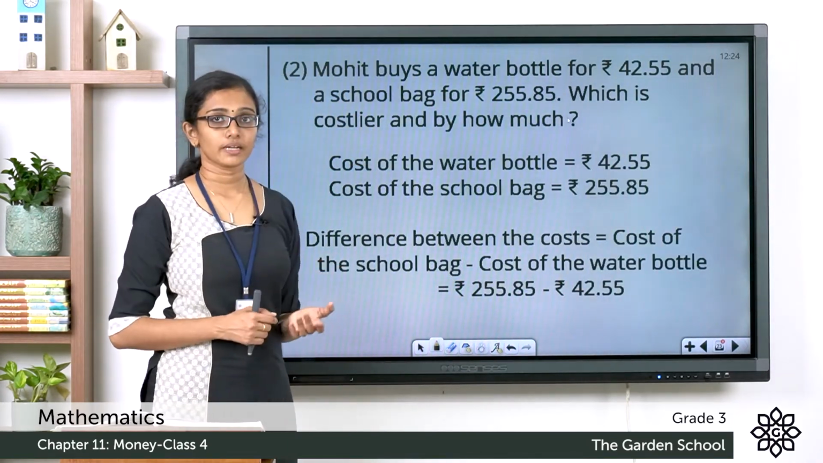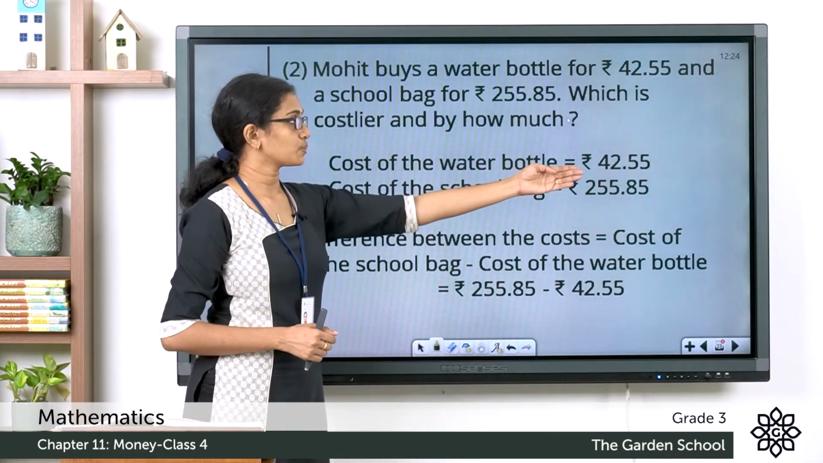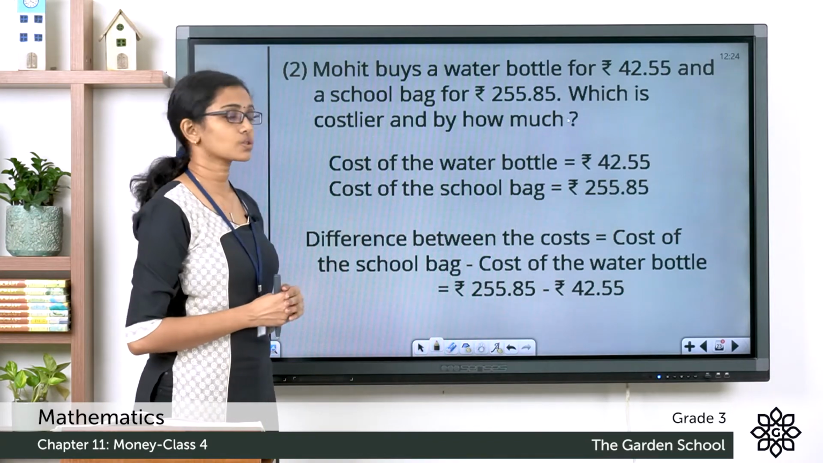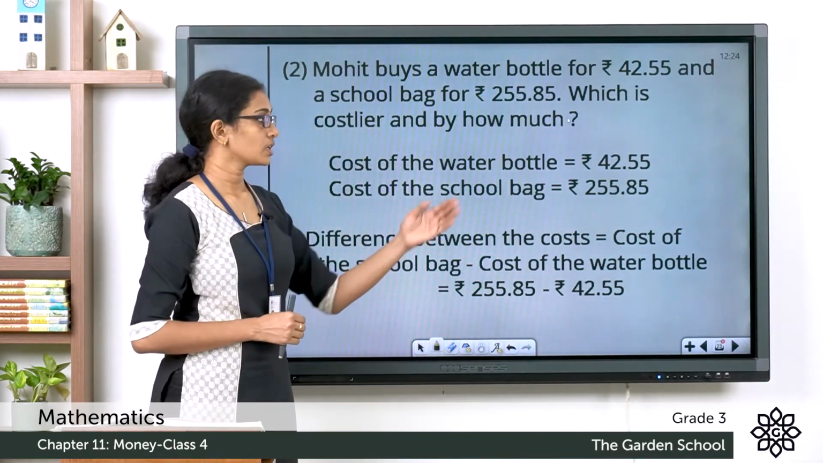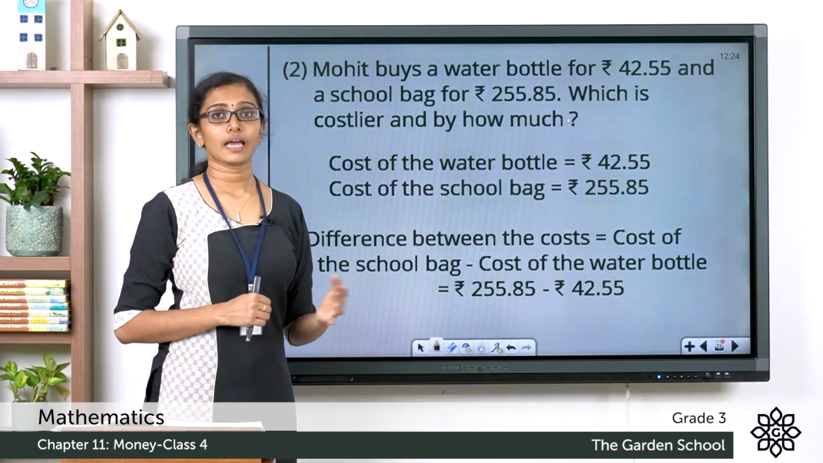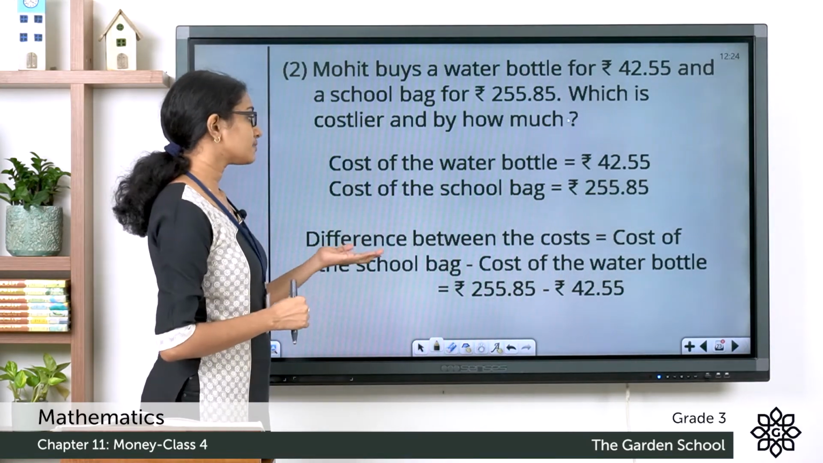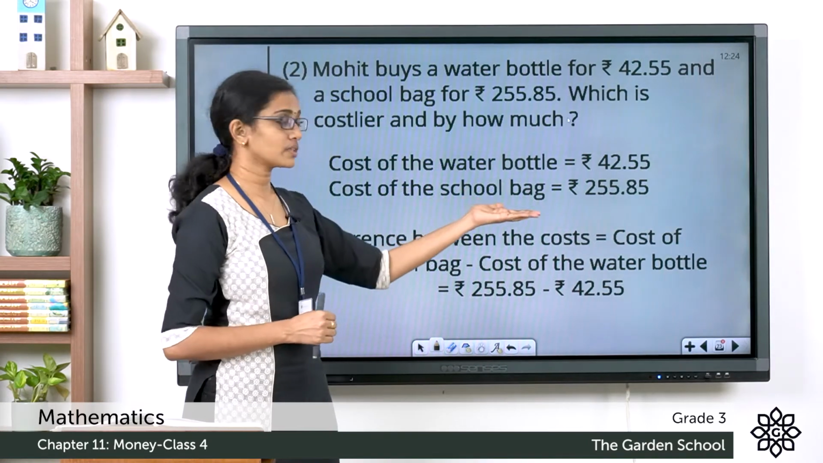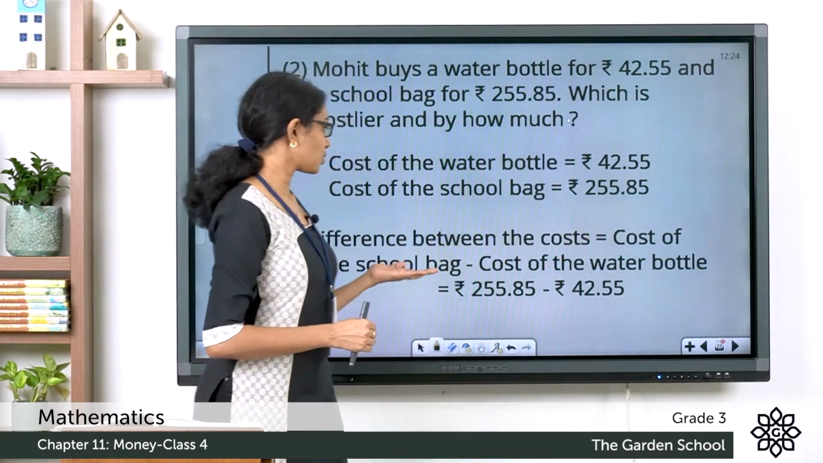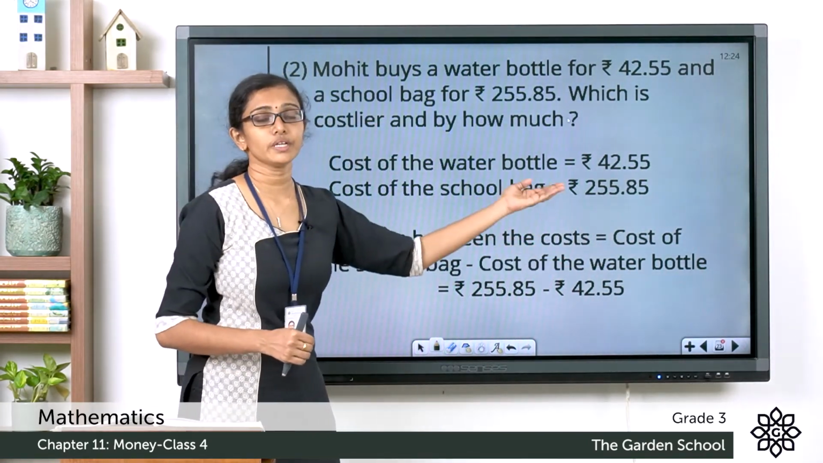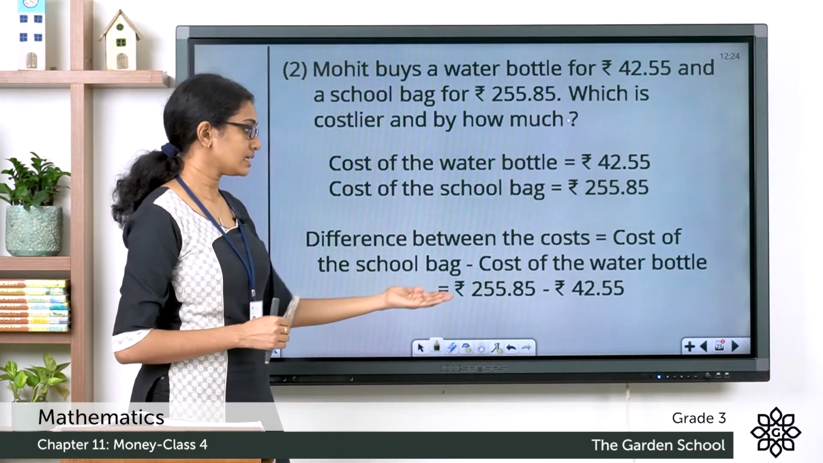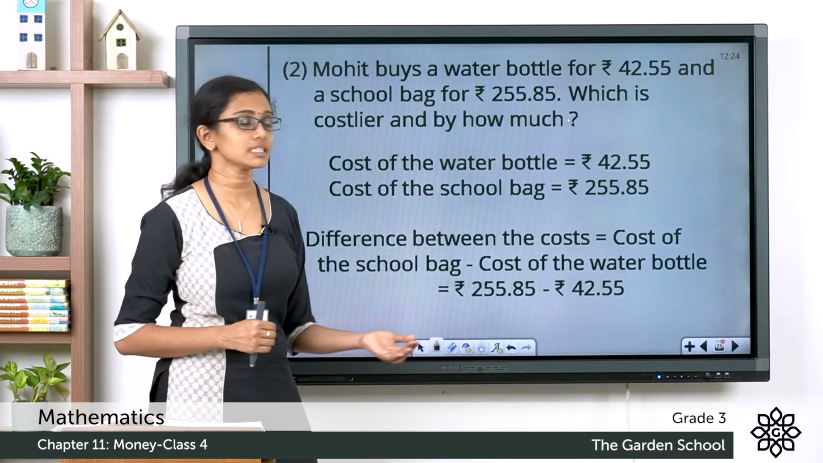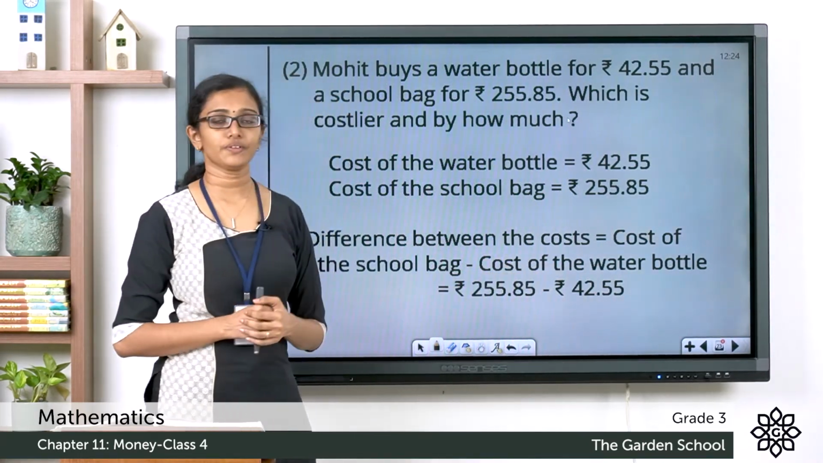Cost of the water bottle is equal to 42 rupee 55 paise as given in the question, and cost of the school bag is equal to 255 rupee 85 paise. Now the difference between the cost is equal to, which is the greater amount? Cost of the school bag. So cost of the school bag minus cost of the water bottle, and that is 255 rupee 85 paise minus 42 rupee 55 paise.